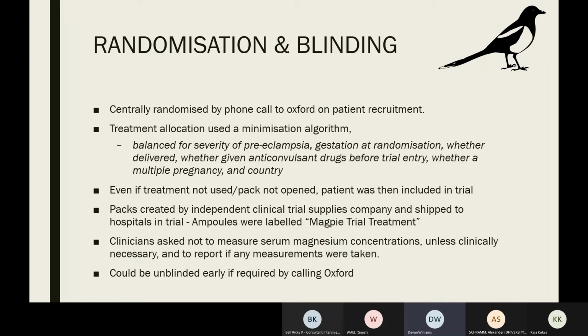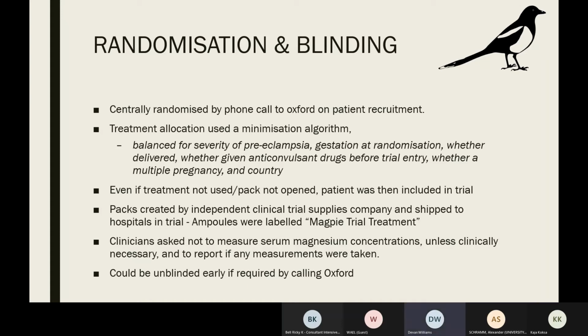Some areas, however, did not have access to a telephone to call up Oxford, and they just used a standard pack randomization. So they had 10 packs. The first patient would get pack number 1 and it would be recorded, and so on and so forth. So a more true kind of randomization process. The packs were labeled MAGPIE trial treatment. It was blinded to the patients and the staff, they couldn't tell. They were asked not to measure it, and if they did, they were then asked to report it. And if they needed to be unblinded, they could be.